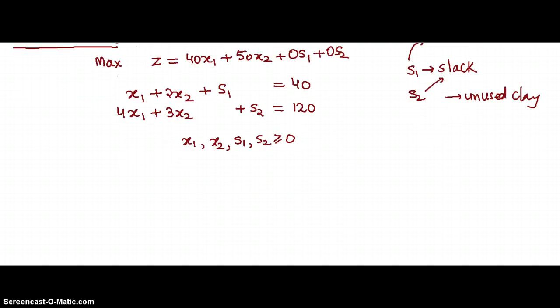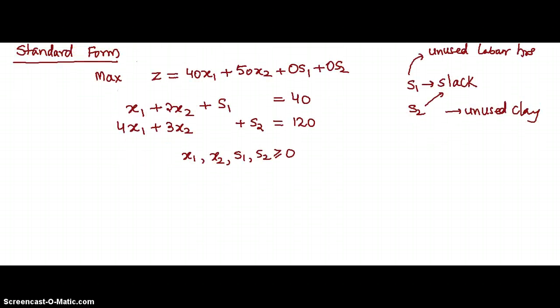Now the second step is to identify the basic feasible solution. Since this is the solution which we are obtaining initially, we can call it the initial basic feasible solution. In short form, we can write it as IBFS.